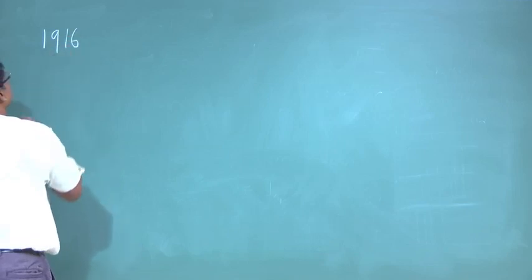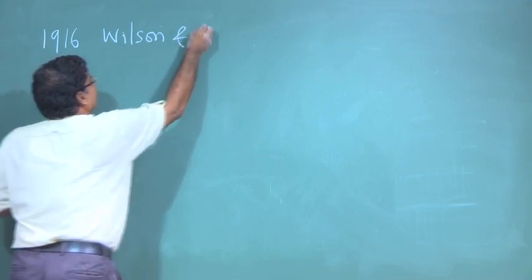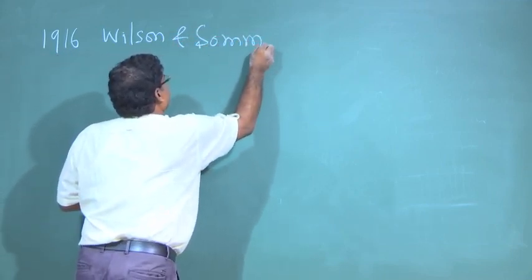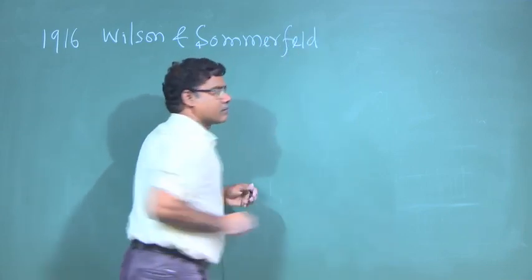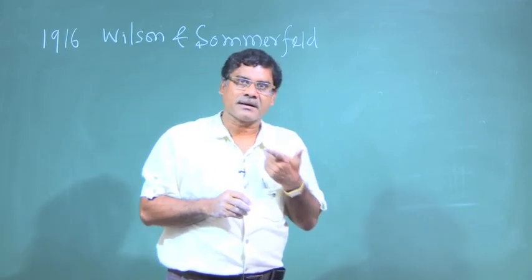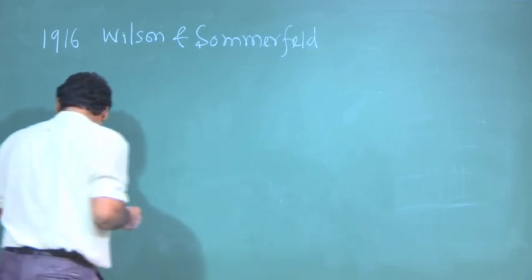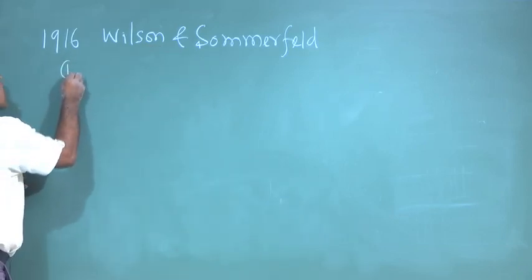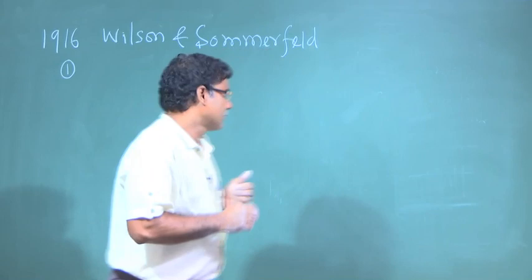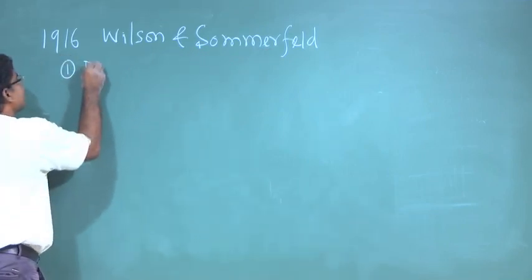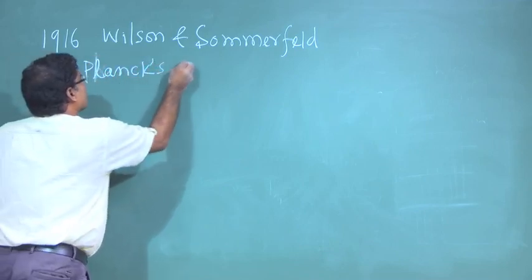1916, Wilson and Sommerfeld started to think on this issue, and they tried to understand the quantization process. So, the first quantization was given by Planck's quantization.